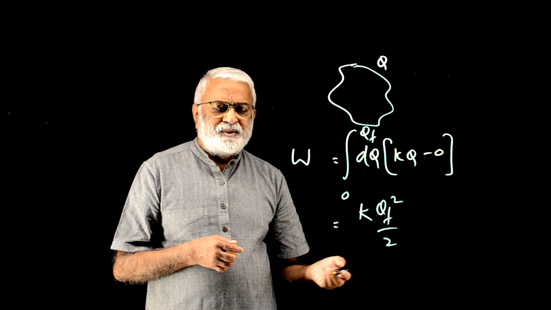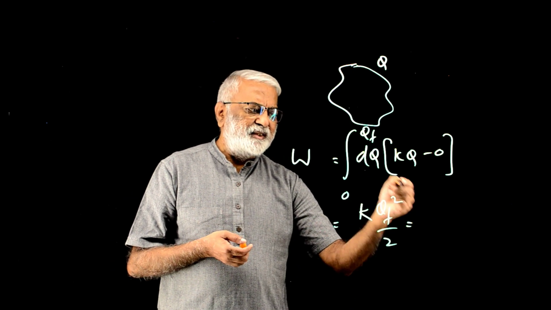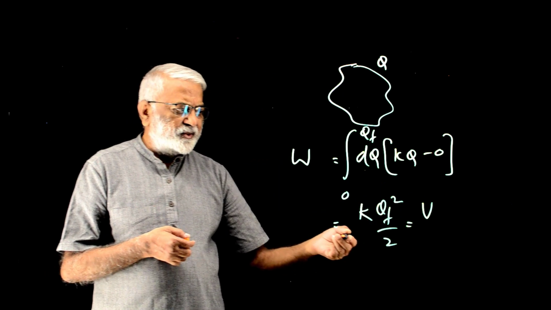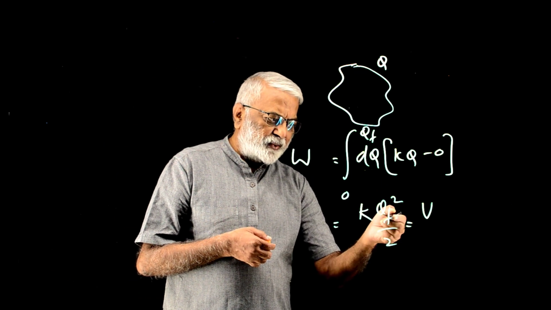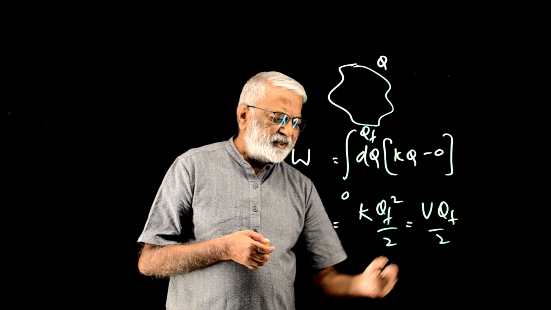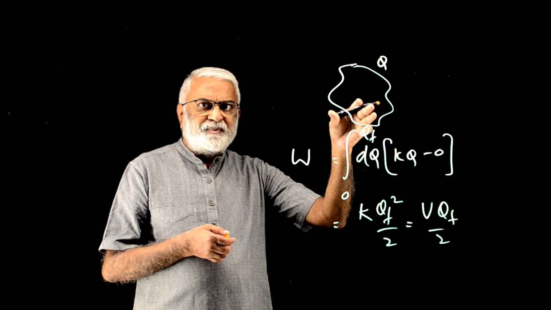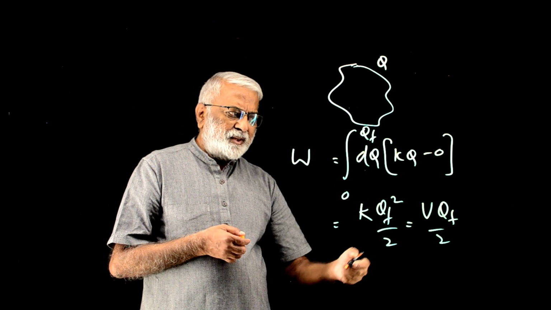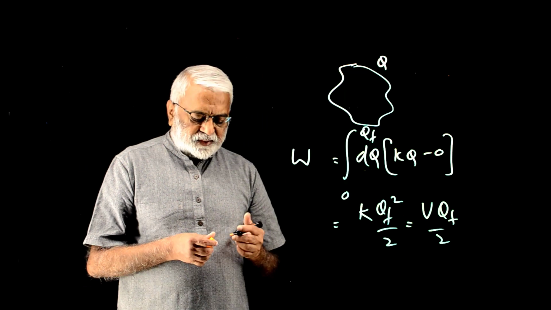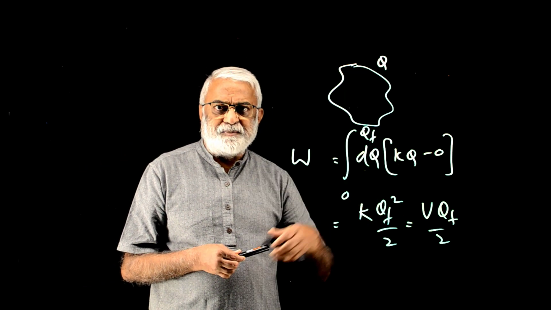Now kQf is the final potential of this conductor. We said potential is linearly dependent on the charge. So this kQf is V, into Qf by 2. Let's drop that subscript, and then this is the work done in building up the charge on this, so it will be QV by 2. This is one way, adding the charge element by element.